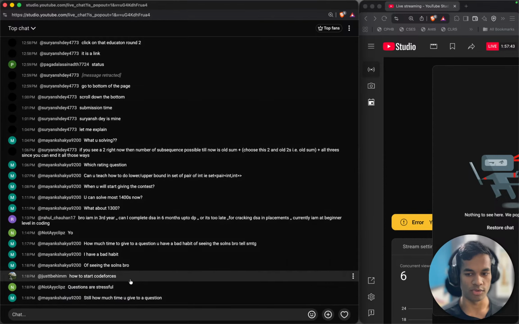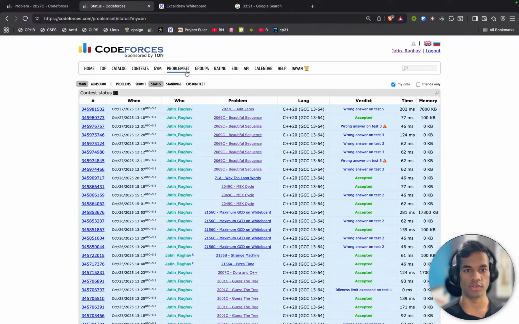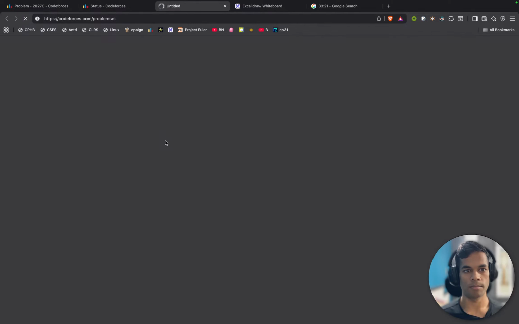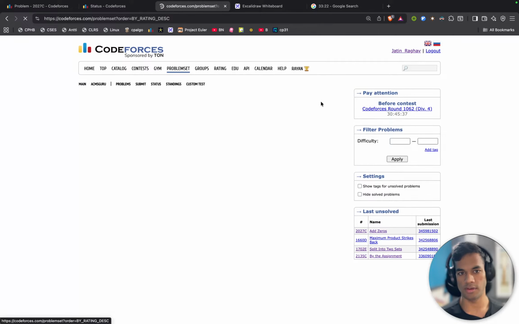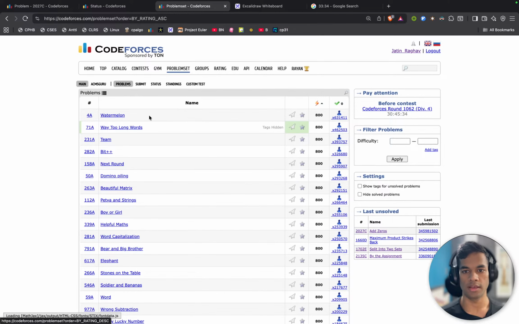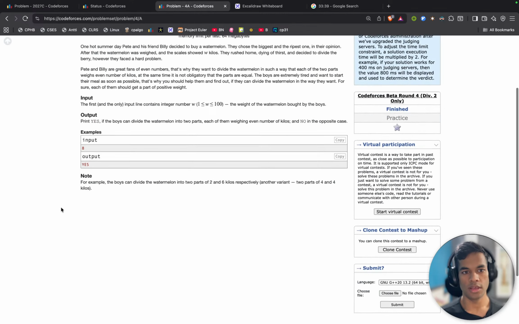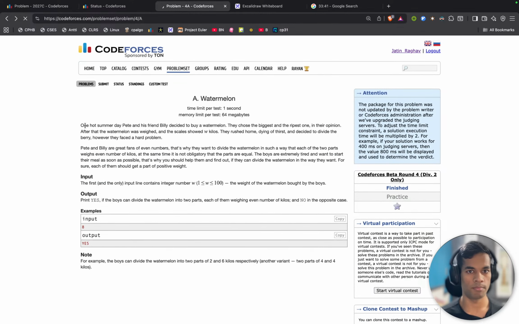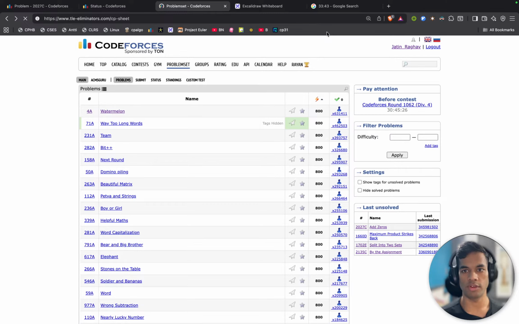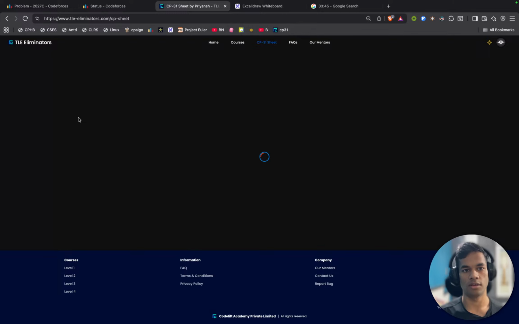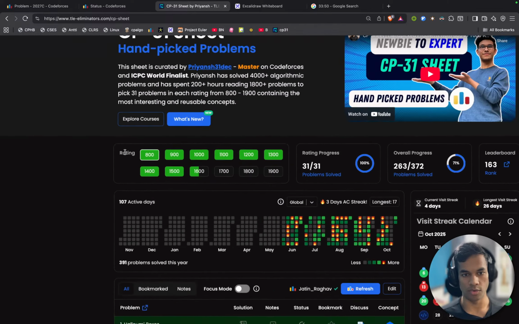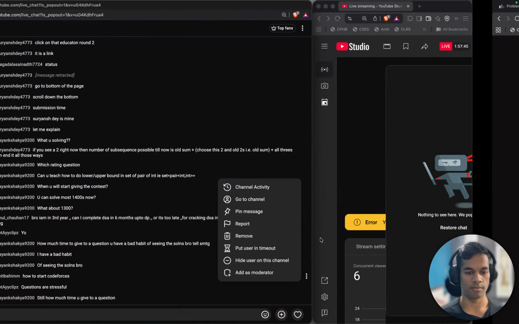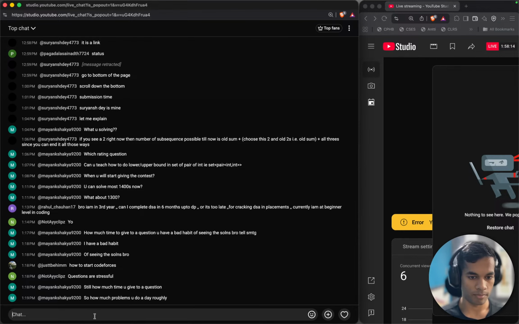How to start Codeforces? Just start solving questions on Codeforces. Go to the problem set, and you can sort it in reverse difficulty. You can start solving easy questions from here, and then keep moving up, which is nice. Or you can start solving questions from the CP31 sheet. Just click on lower difficulty and start solving questions from there. That is how you can begin.